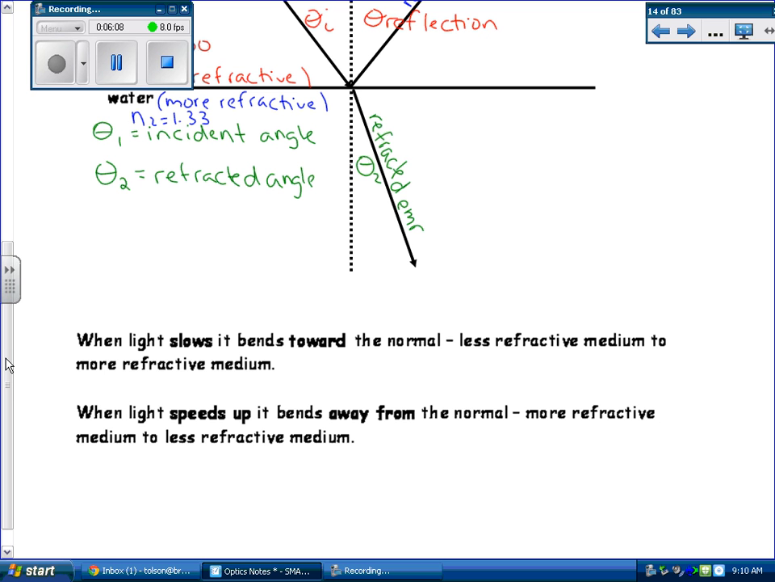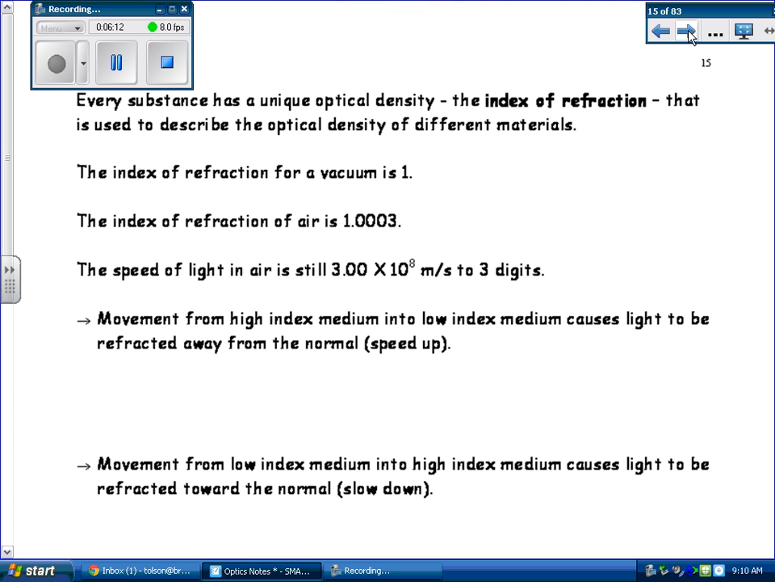So these numbers that I've written here, these n1s and n2s, are called indexes of refraction, or indices, I guess is the plural. Every substance has a unique optical density, and that optical density is represented by something called the index of refraction. It's just a number, signified by the variable n, and it has no units.